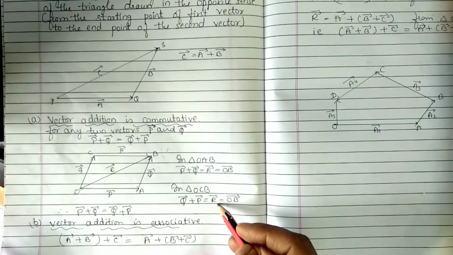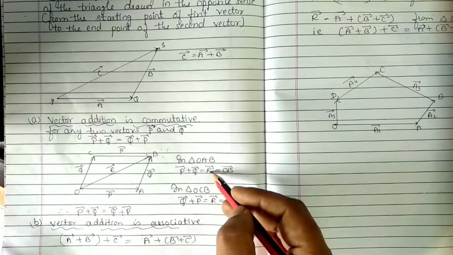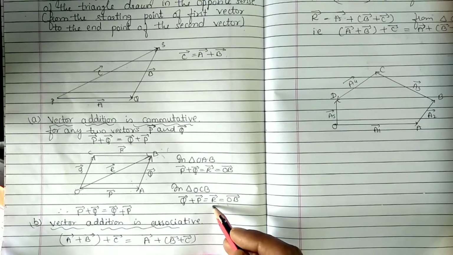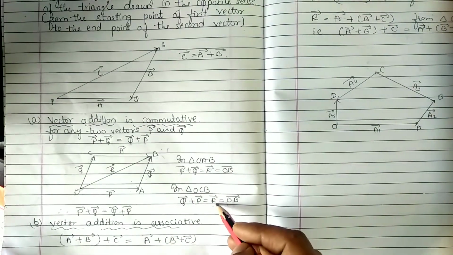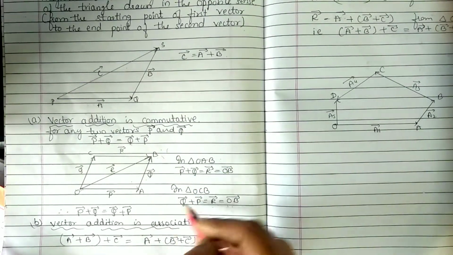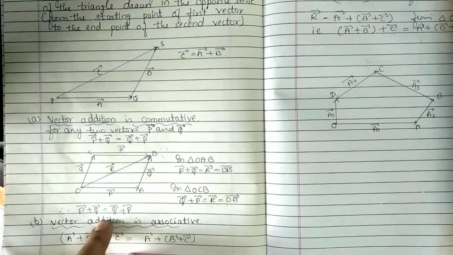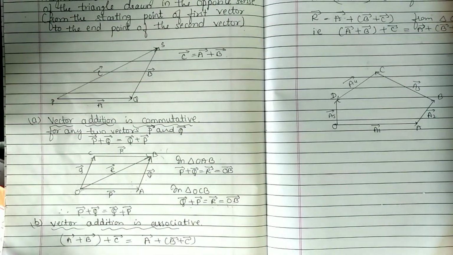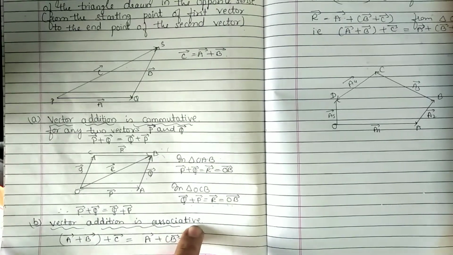So can I conclude, if P plus Q is equal to R, and Q plus P is equal to R, that R is the same and OB is the same, meaning the resultant is the same, so the LHS should be the same. Hence this is the proof that vector addition is commutative. When you proceed further, vector addition is associative.